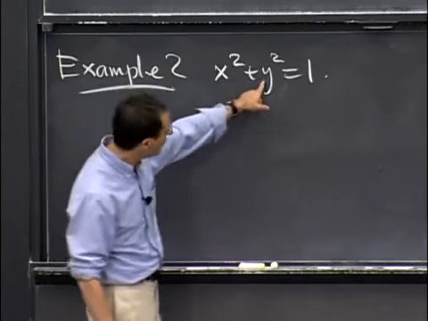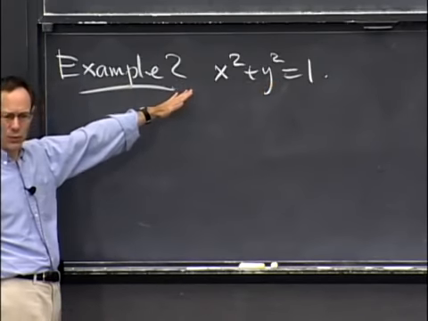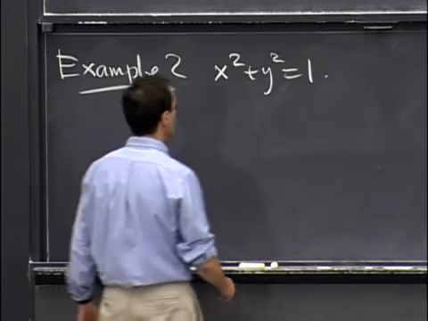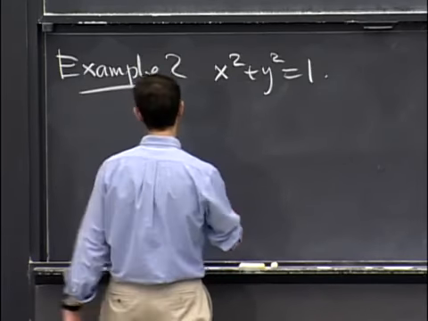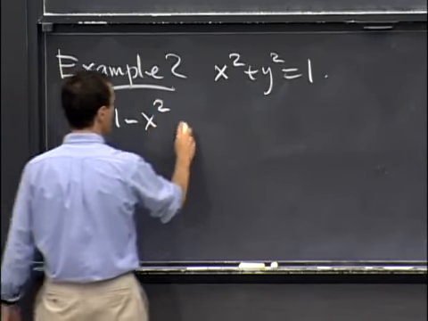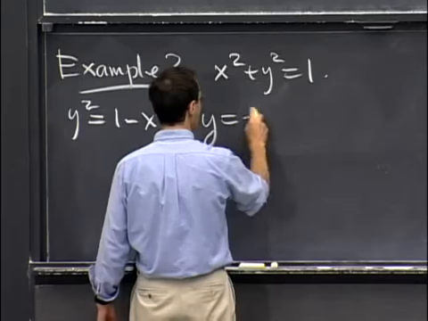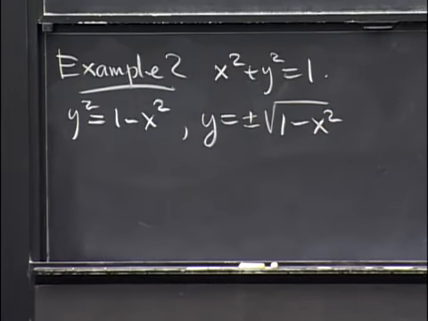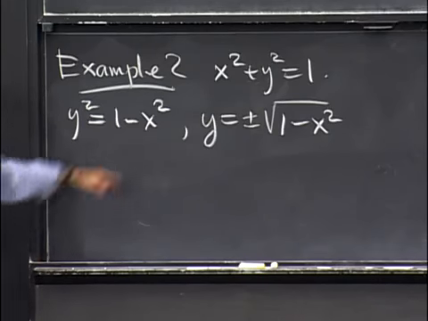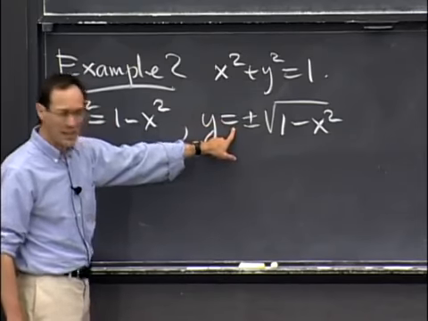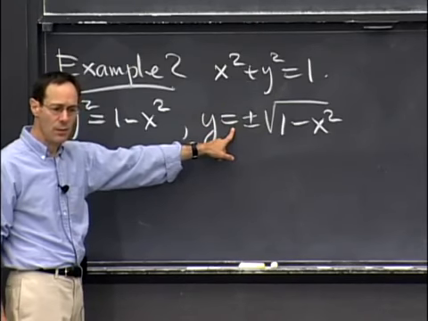There's the idea that I could solve for y if I wanted to. And indeed, let's do that. So if you solve for y here, what happens is you get y squared is equal to 1 minus x squared, and y is equal to plus or minus the square root of 1 minus x squared. So this, if you like, is the implicit definition. And here is the explicit function, y as a function of x.